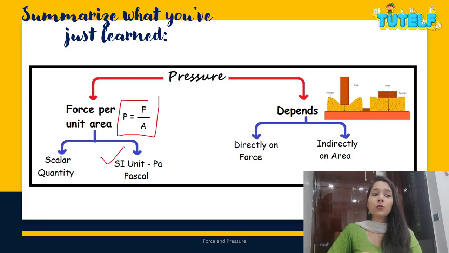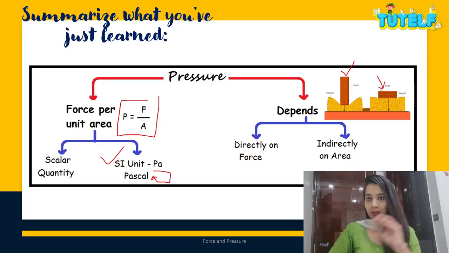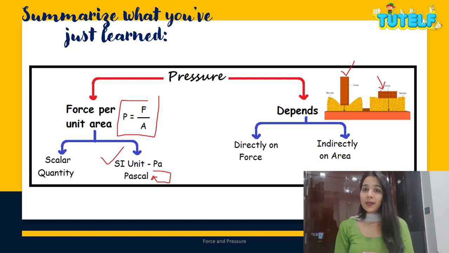The SI unit of pressure is Pascal, named after the scientist Pascal. Pressure depends directly on force and inversely on area. So you can see that the brick, when it was standing, applied more pressure on the sponge as compared to the brick which was lying down horizontally. I hope this topic is clear to you.